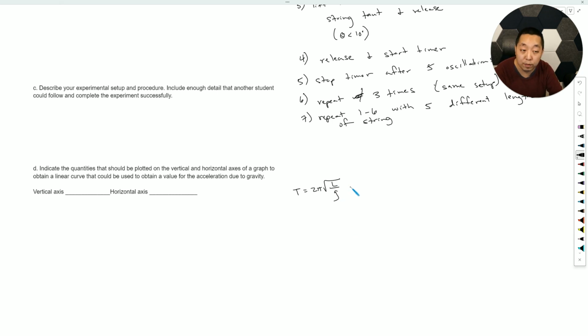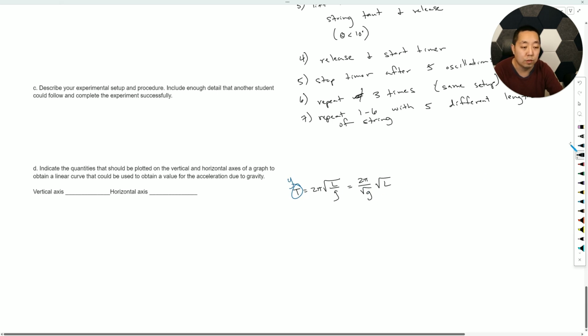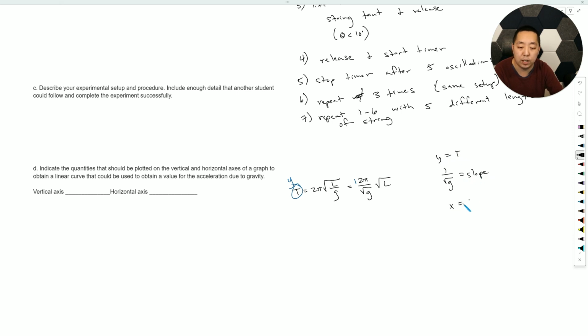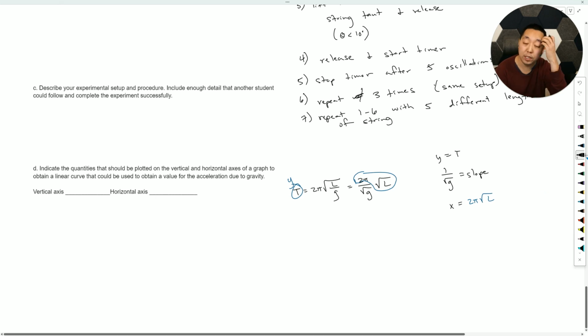There's a couple of options here. You could write this as 2π over √g times √L. And so you could say this is your y variable, and I want g to be the slope. So 1 over √g could be the slope. Then the y value would be T, and the x variable would be everything else, which would be 2π√L. That would be fine. You could do that.